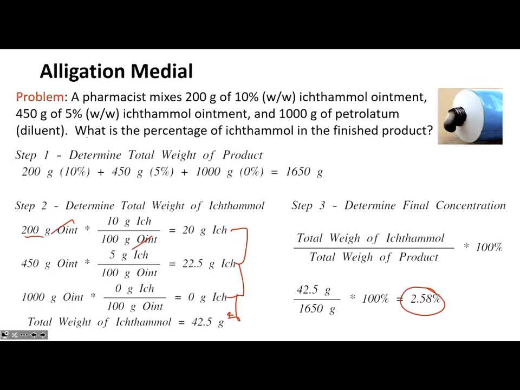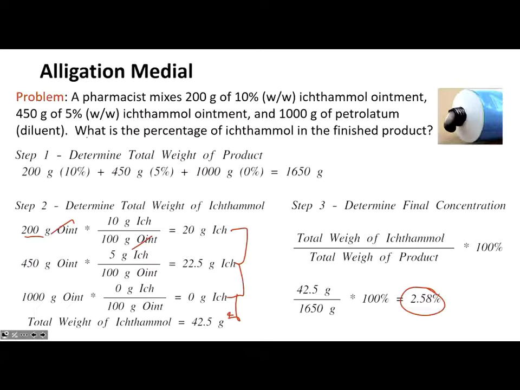2.58%. Okay? Two things. Is that the way you probably would have done it anyways, even if you had no idea what an alligation medial was? That's probably the way many of you would have approached it, is to figure out how much drug is in each ingredient, add it all up, divide by the total.